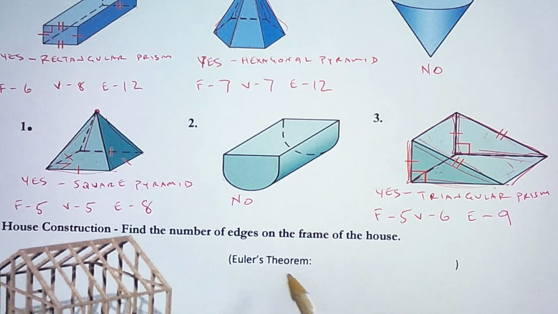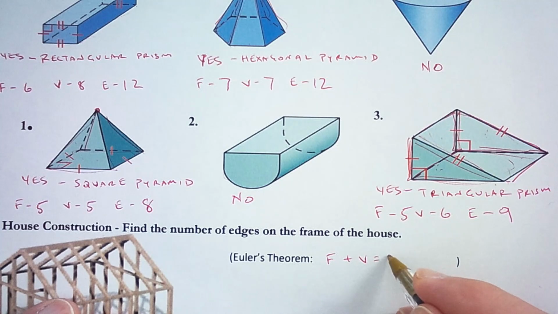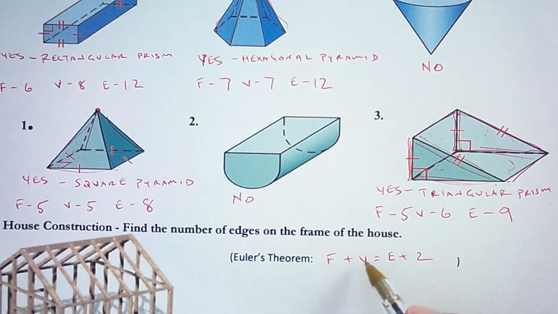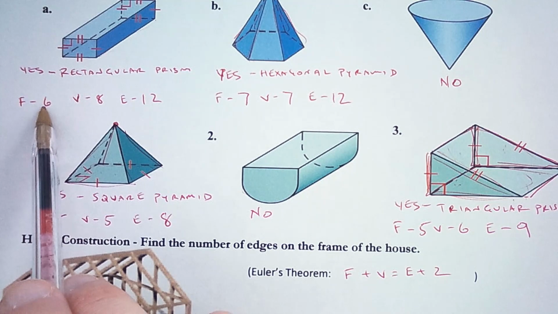Okay, now Euler figured out that for every polyhedron, the number of faces plus the number of vertices is always exactly the same as the number of edges plus 2. So faces plus vertices is 2 more than the number of edges, and we should see that working out here.